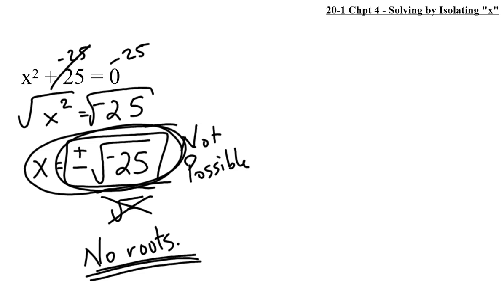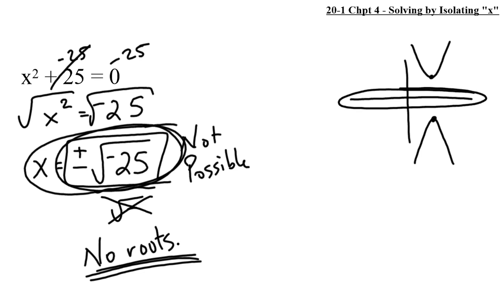So in this case, if we were to visually do it, chances are we're going to have a vertex above the x-axis that opens up, or we're going to have a vertex below the x-axis that opens down. Either of these situations has no x-intercepts. So that's how we end up with a solution of no roots. It just doesn't occur.